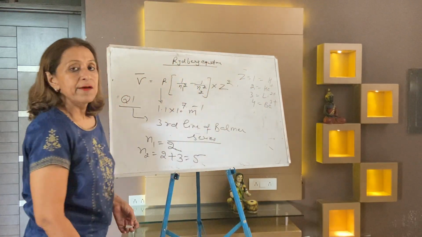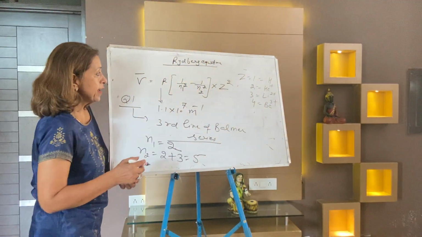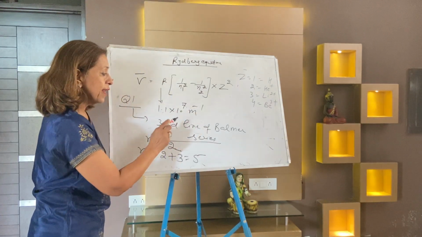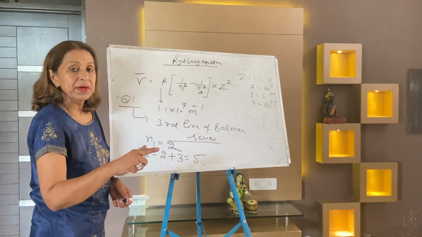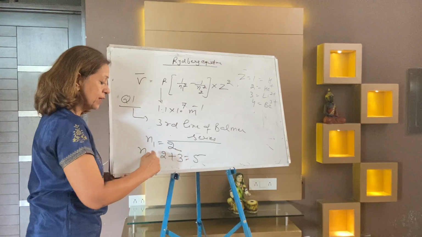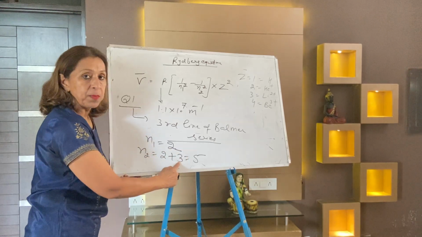All these have a single electron. R is the Rydberg constant, 1.1 into 10 to the power 7. Third line of the Balmer series means Lyman, n is equal to 1, Balmer, n is equal to 2. Line number third, it is 2 plus 3.